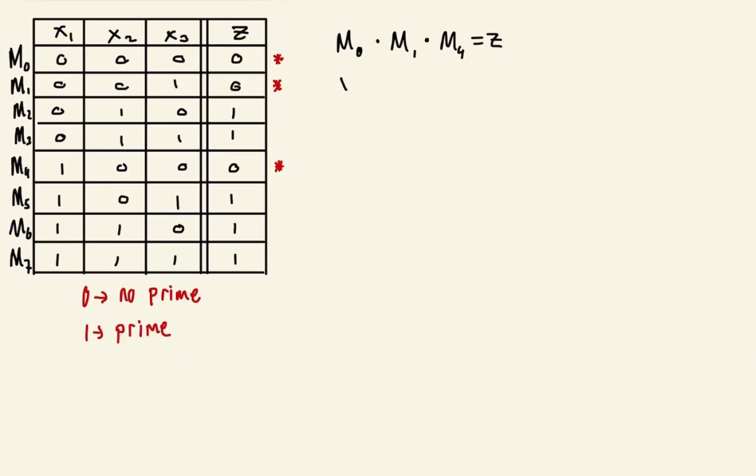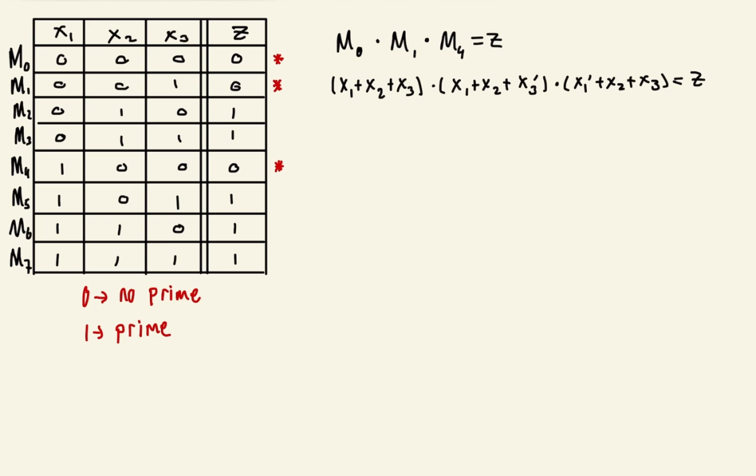Now let's start writing down our equation. So for M0, we have x1 plus x2 plus x3, and we're going to want to put that in brackets and multiply it by x1 plus x2 plus x3 prime. And we're going to want to multiply that by our fourth max term, which is x1 prime plus x2 plus x3. And that's going to be our output.